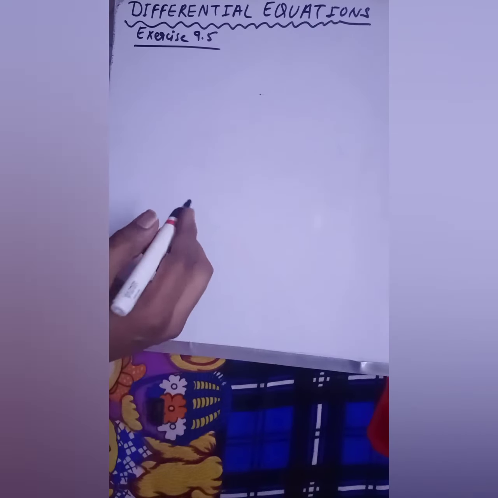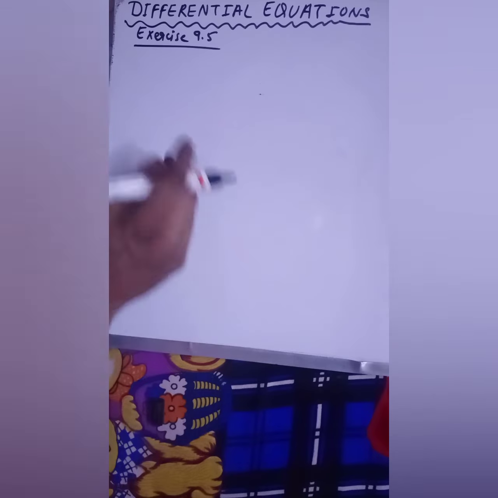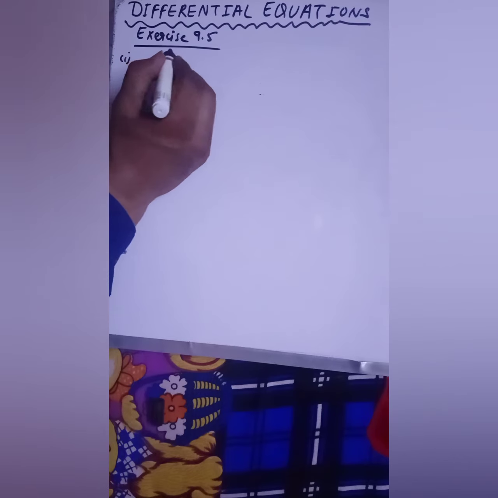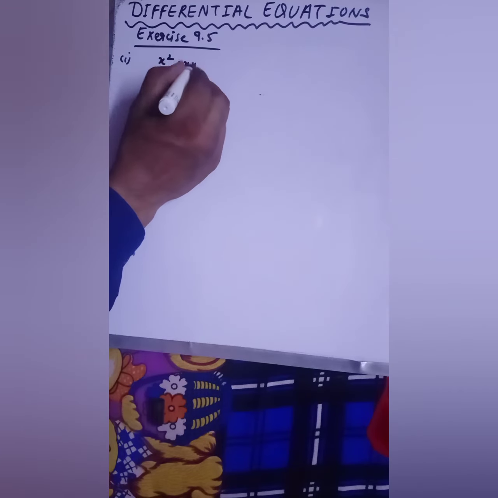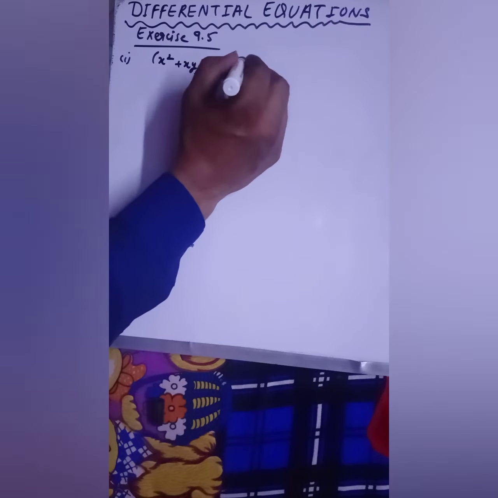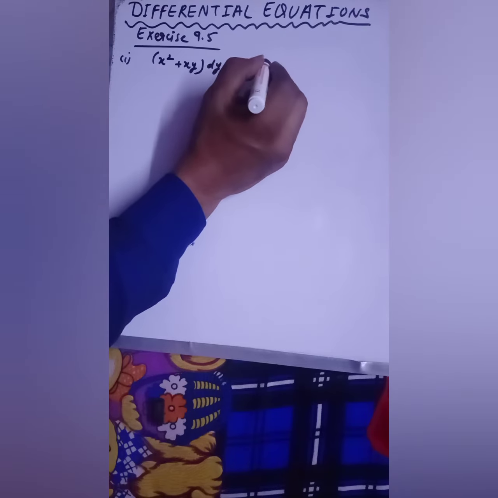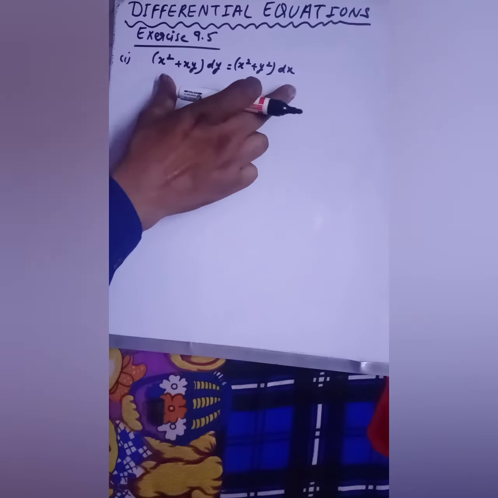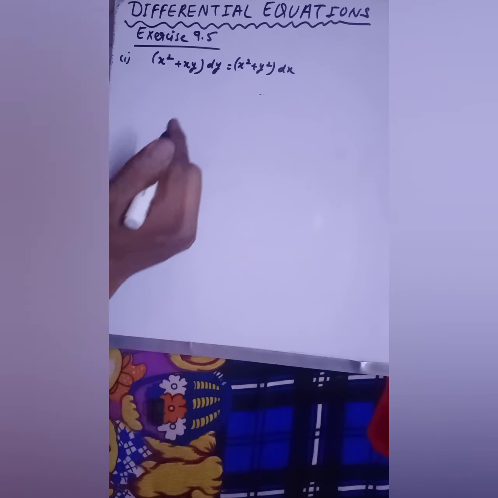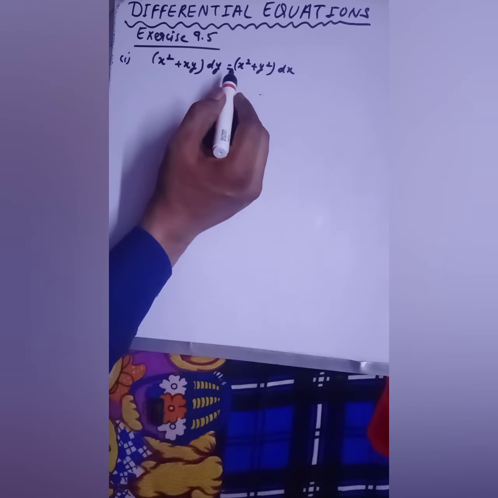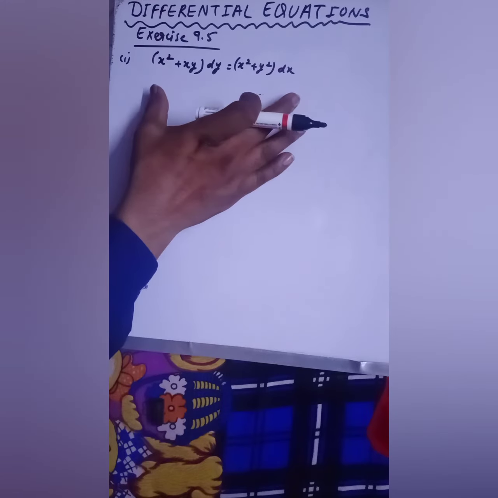So let's take an example. Here I'm solving the first question of exercise 9.5. See, (x square plus xy) dy equals (x square plus y square) into dx. This equation is given to us, and as you can see here, you cannot separate x and y terms on both sides, as you have done in your exercise 9.4.